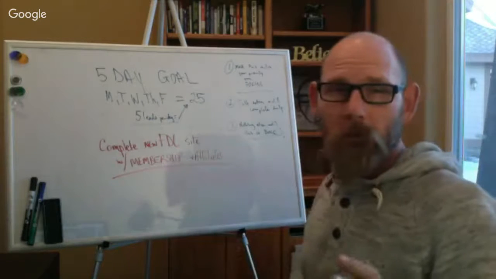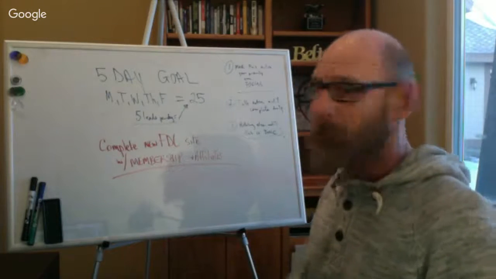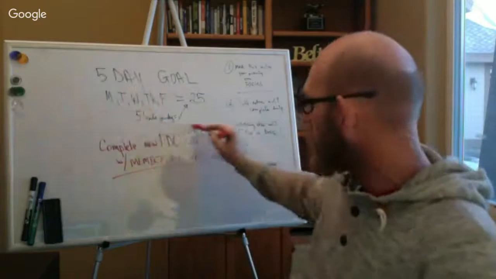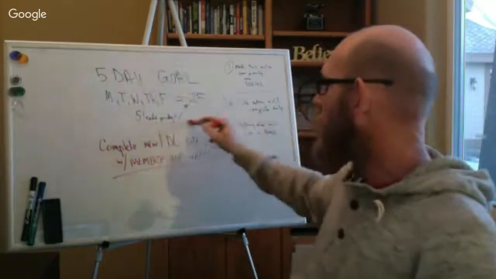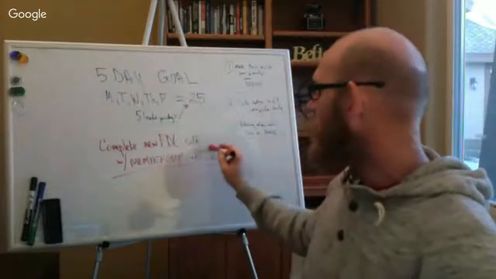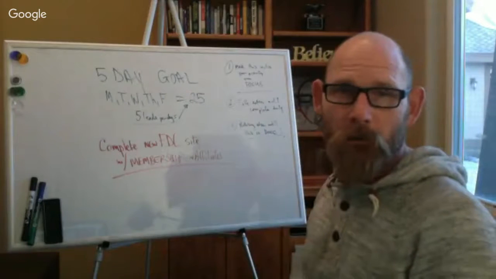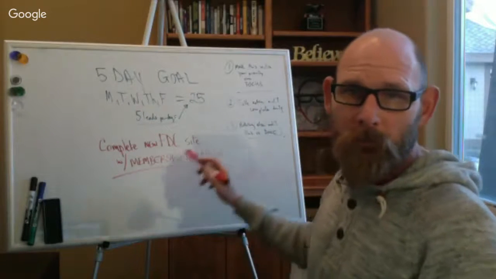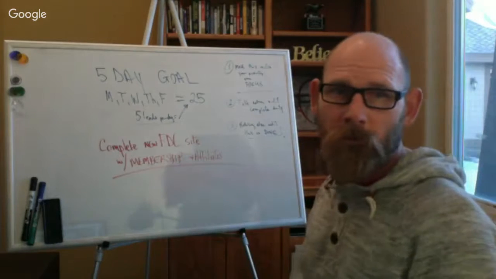So now this is how we make it easy. I gave you an example up here: 5 days, 5 leads, to make it really simple. And so then this is the same. How do we make this simple, right? Complete the FDC site with new membership and affiliates.